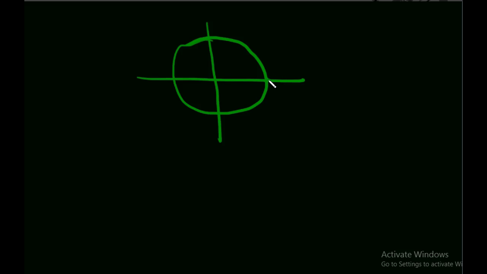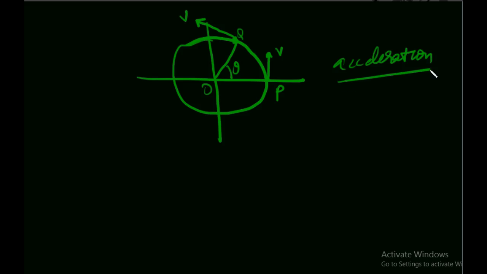Now let us take a velocity v over here. This is a point P, this is O, and say velocity is at Q. So velocity say is V at Q, and it makes an angle theta with OP. So we have to find out the acceleration. Now how do we do that?